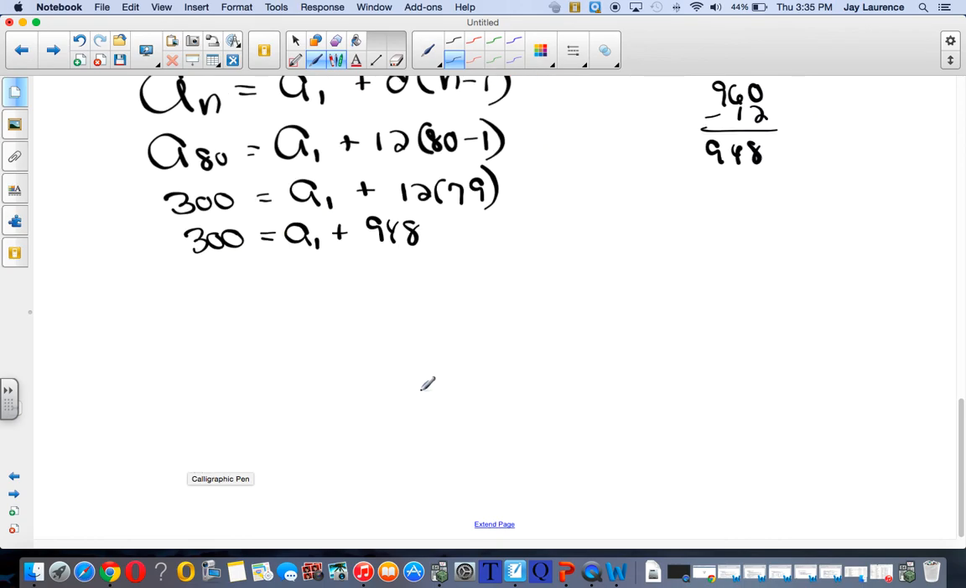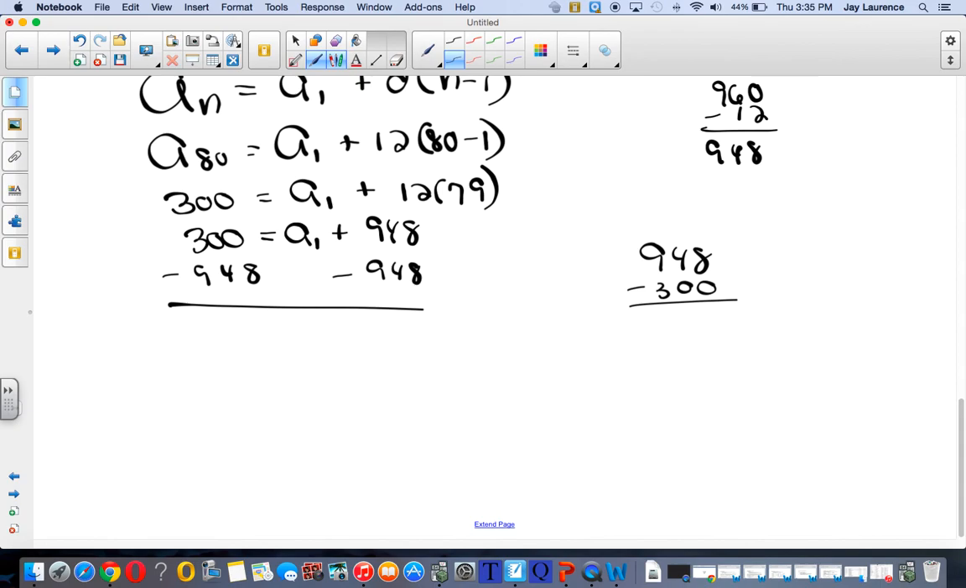And now I'll subtract 948 from both sides. And I know that 948 minus 300 is 648. So, negative 300, positive 300, and a negative 948 must be a negative 648. So a sub 1 is going to equal negative 648.